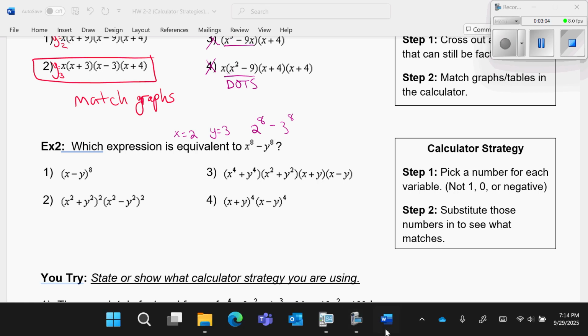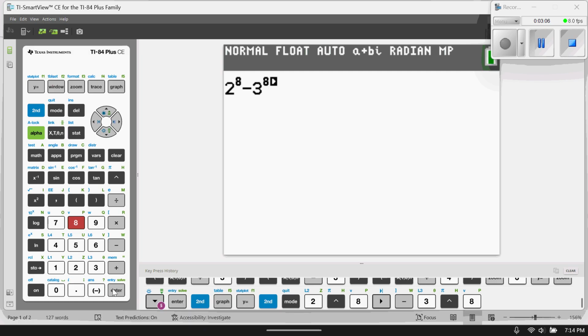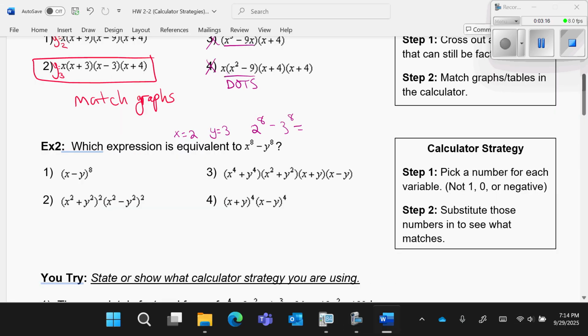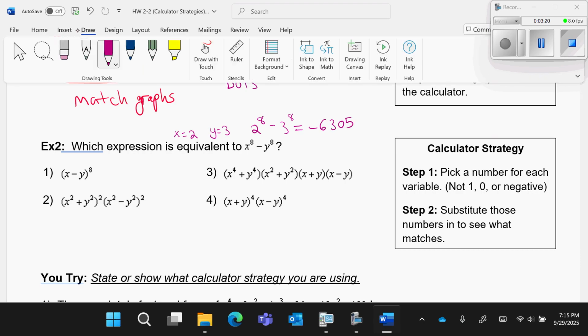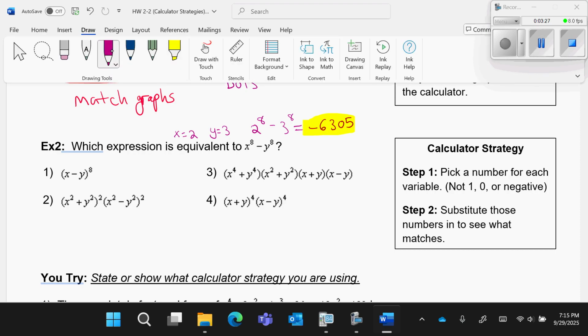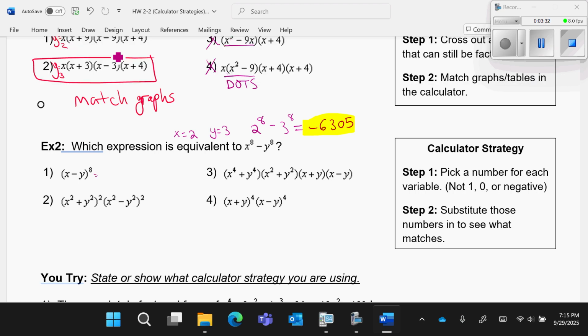So I'm going to go to my calculator and do 2 to the 8th minus 3 to the 8th. And that is a big number. That is negative 6,305. And now you're looking to see when you plug 2 and 3 into all of your answer choices, which one gives you negative 6,305.